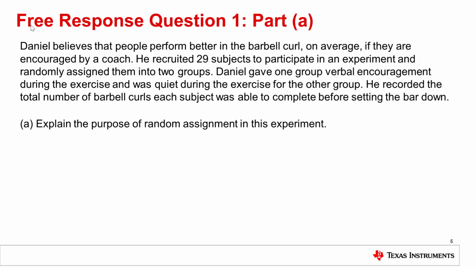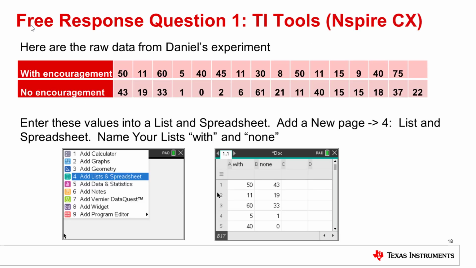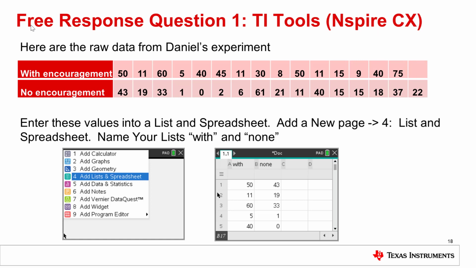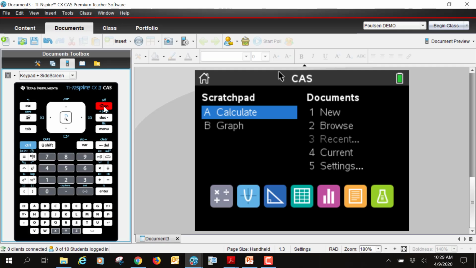Now, in the YouTube Live event, we talked about the solutions to this question. For this video, we're going to go into more detail about calculator use. So here are the raw data from Daniel's experiment. The first thing we'll want to do on either the 84 or the Nspire is enter the data into your lists and spreadsheet. So as a reminder, on your Nspire, you'll want to create a new document.